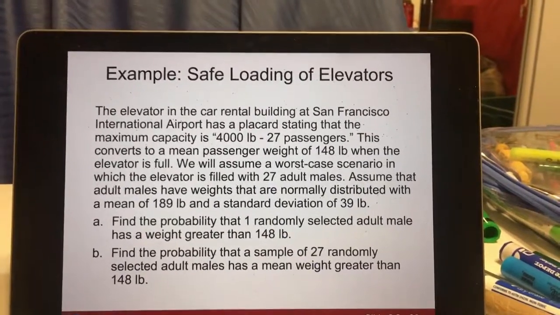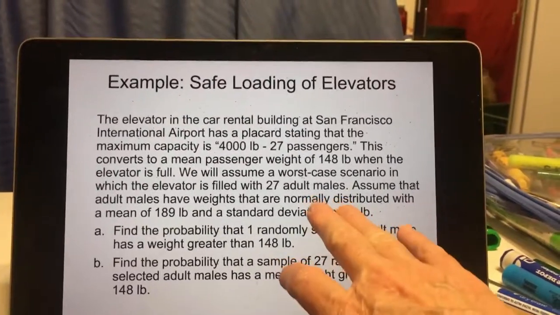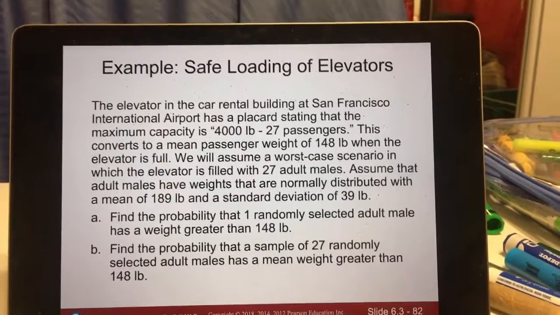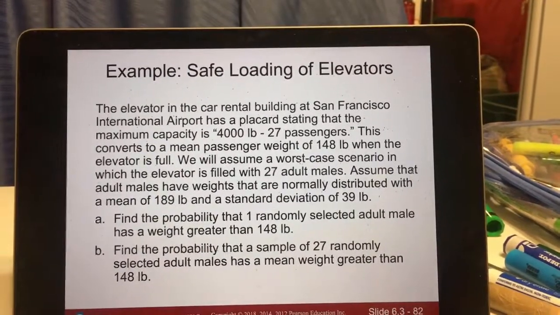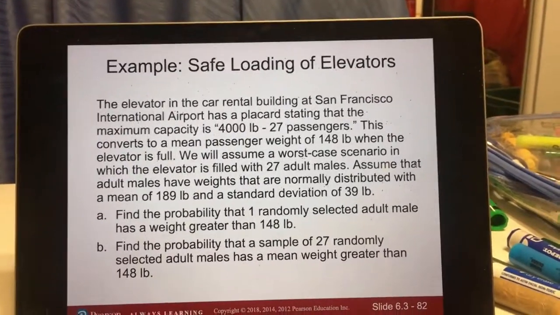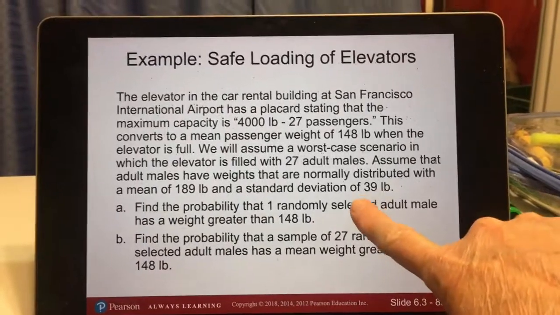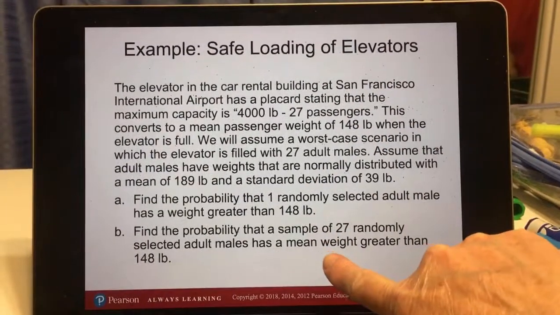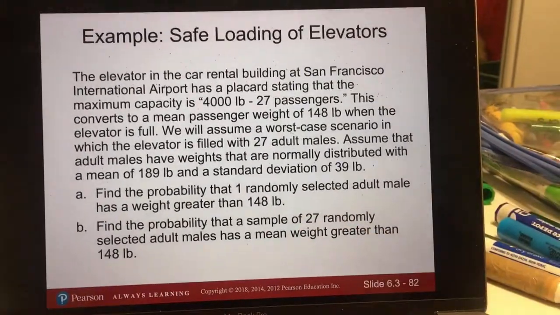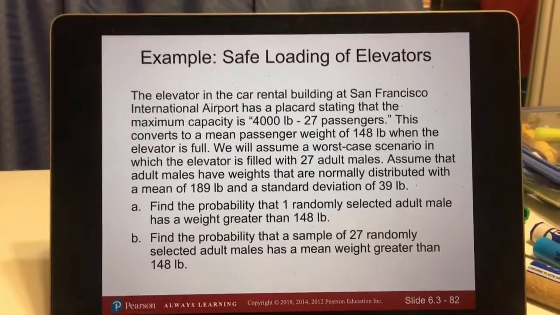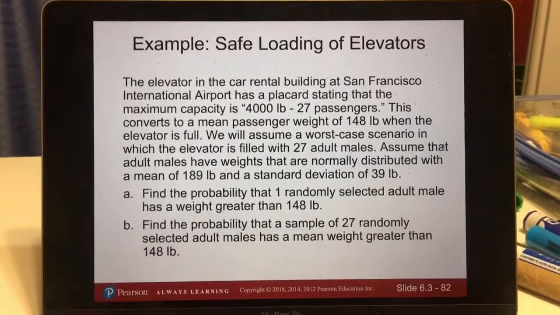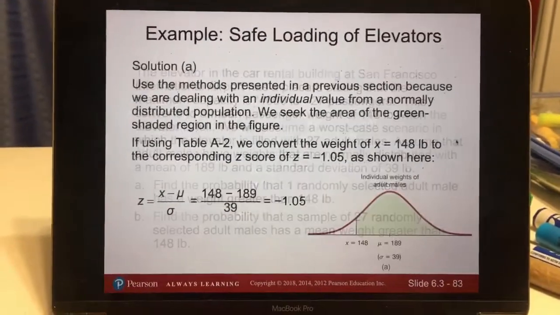So guess what? We are starting with a normally distributed population of males. So because we have a normally distributed population of males, our sample size is not going to be a big deal. However, in A, we're talking about selecting one, and in B, we're talking about a mean weight of 27 individuals. So that's a big difference between one and a mean of 27. So let's look and see what happens here.